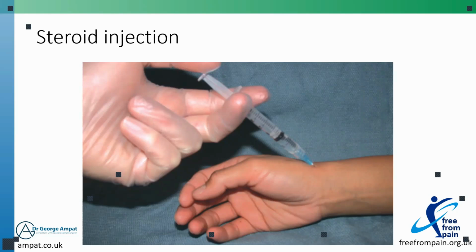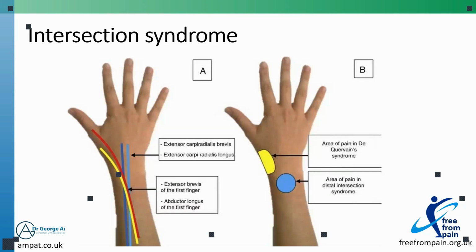So you put the needle in, ask the patient to move the thumb. If the thumb is moving, then it is in the tendon. So you have to manipulate the tip of the needle so that it is not in the tendon but just outside the tendon, and then you slowly inject the steroid in local anesthetic, and hopefully that will settle the inflammation. There is another similar syndrome called the intersection syndrome.